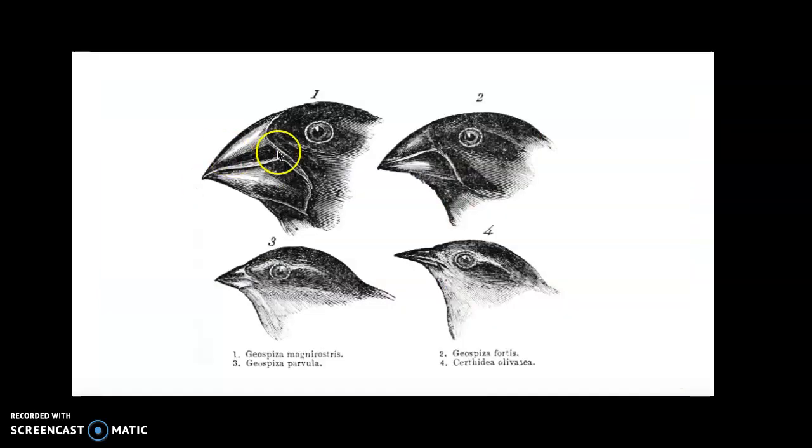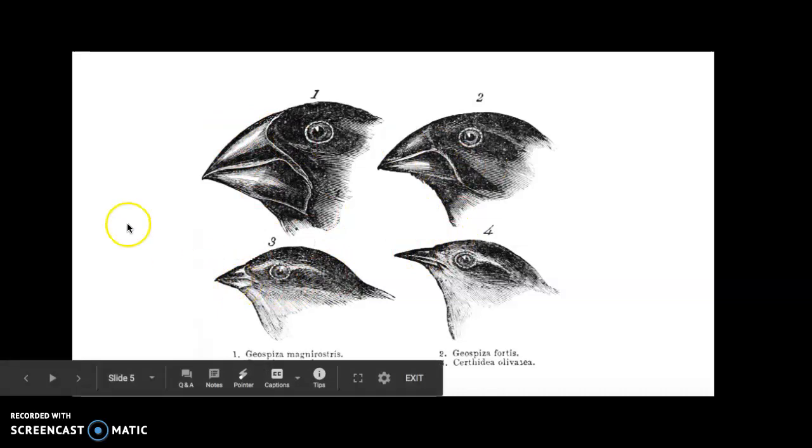So here are some examples of the finches from his book, and these are drawings from his book. You can kind of see that the beaks are quite different from one another.